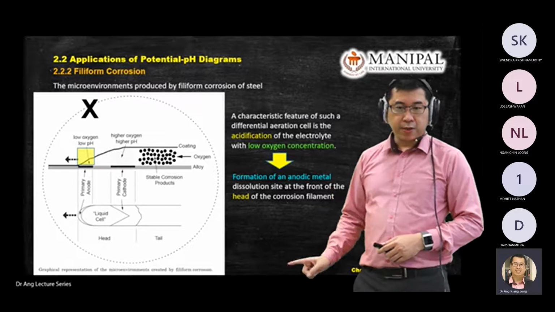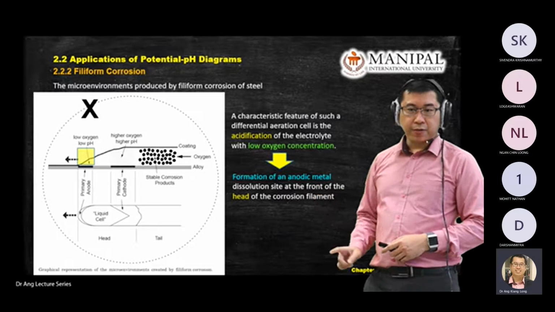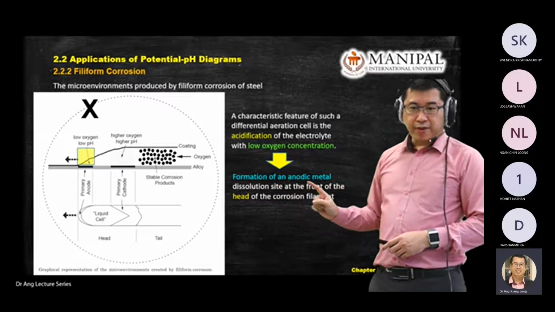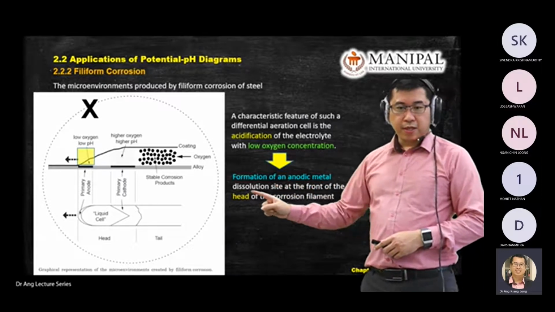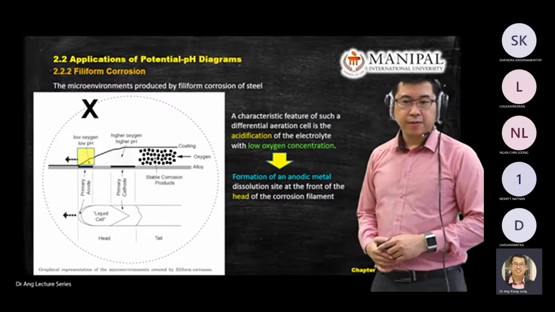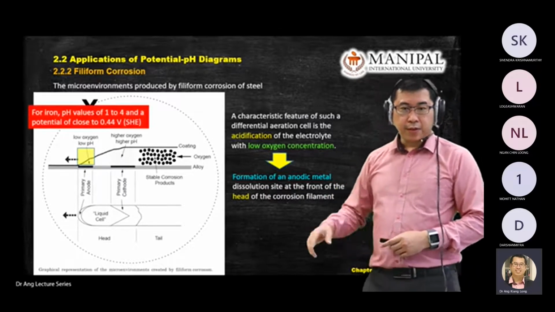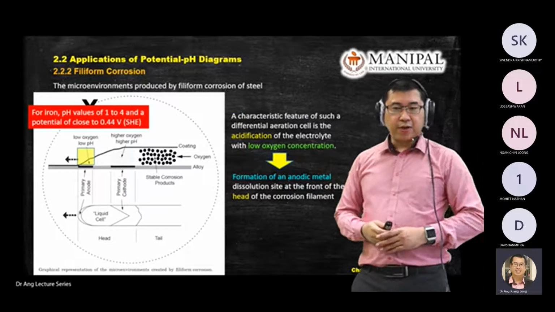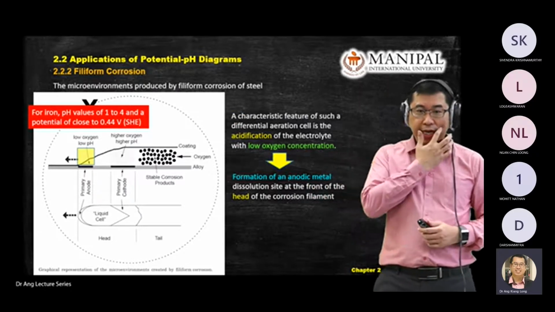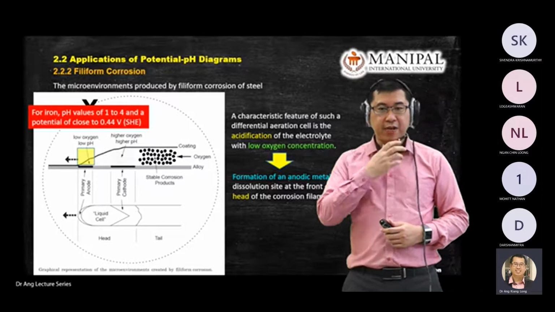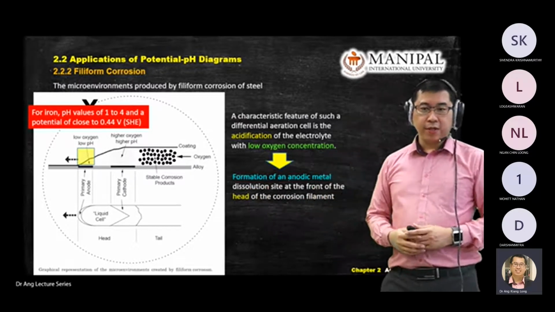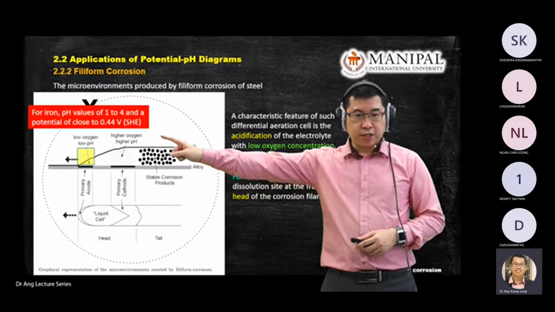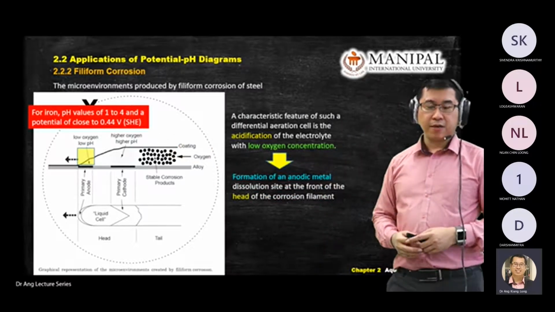So these are the products. At the head, you have anodic metal. At the head of the corrosion, you have an anodic metal, this solution site there. I put a special note there. For iron, or Fe, the pH level at the head, through experiment, they found is between 1 and 4, depending on the type of environment you have. And the potential at the head is close to 0.44 volt.